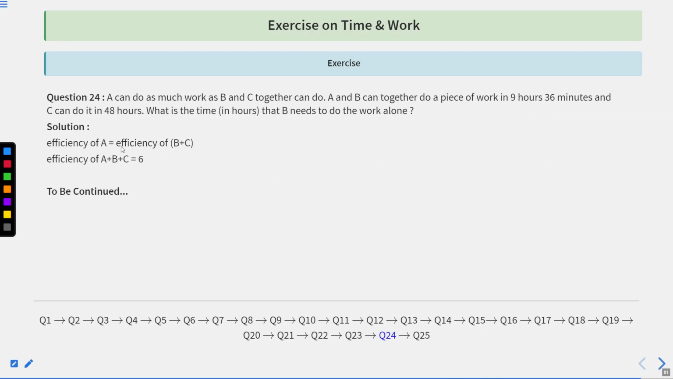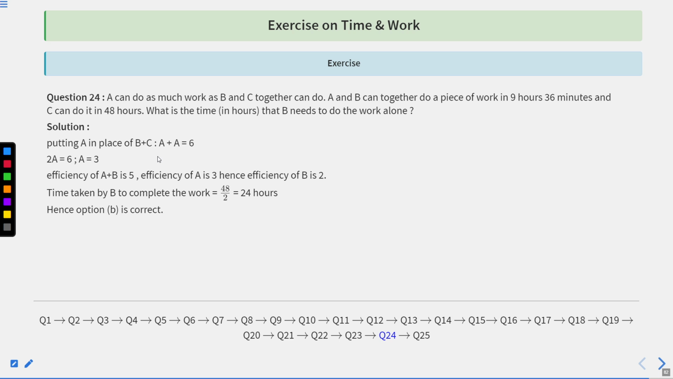So efficiency of A equals efficiency of B plus C. This is already given in the question. The efficiency of A plus B plus C is 6, that is already computed by us in the previous slide. So now putting A in place of B plus C, it is A plus A, that is equal to 6. So 2A equals 6, that means A equals 3. The efficiency of A plus B is 5. Efficiency of A is 3, hence the efficiency of B is 2. So the time taken by B to complete the work will be 48 upon 2, that is 24 hours. So the correct option here is option B.